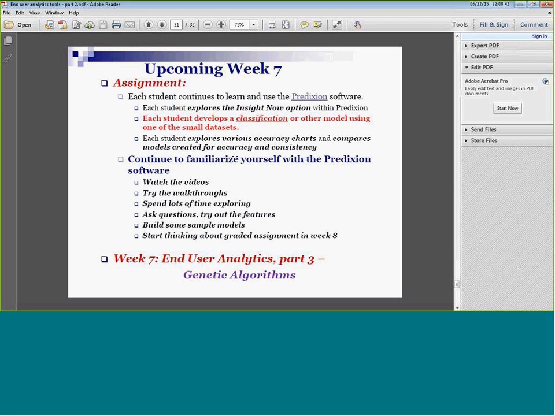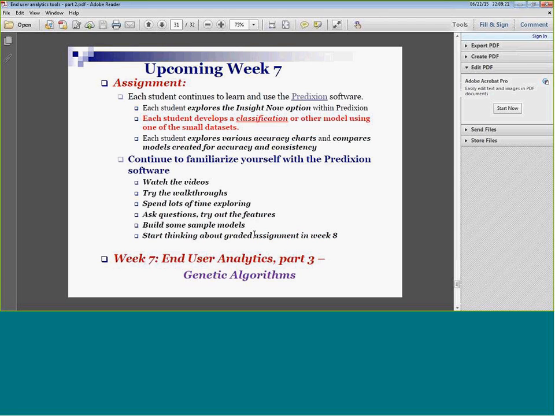Okay. So your basic assignment for week 7 is to continue to explore, continue to try, continue to develop some cursory models, continue to see if you can get the accuracy charts and compare them. See if you can begin to get insights and understanding. Watch the videos if you haven't already. You should now be ready to roll. Try the walkthroughs. See if they work. See if you can build an actual functioning model. Explore. Ask questions. Try features. Build sample models. Start thinking about and looking at some of the potential data sets for week 8 assignment.